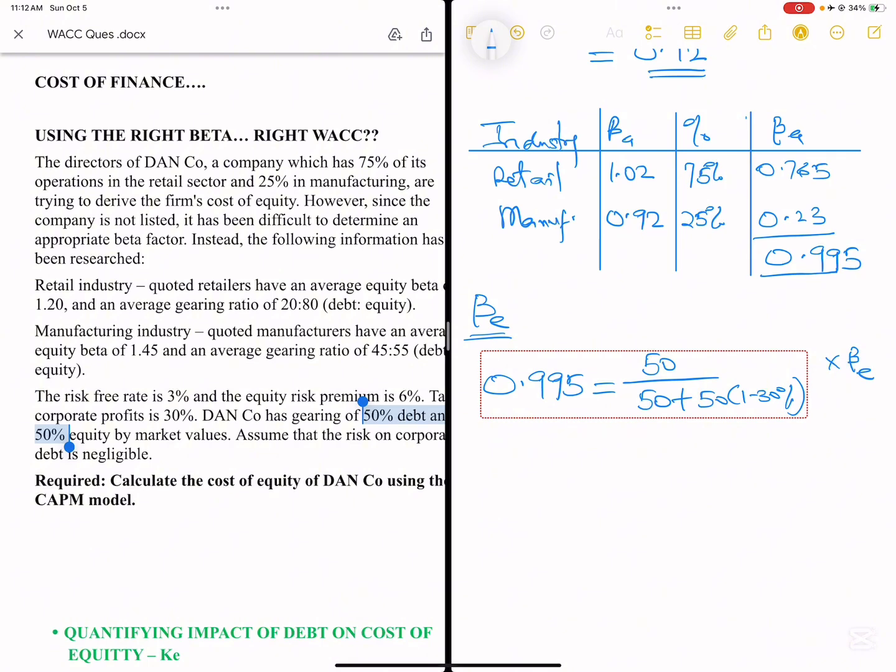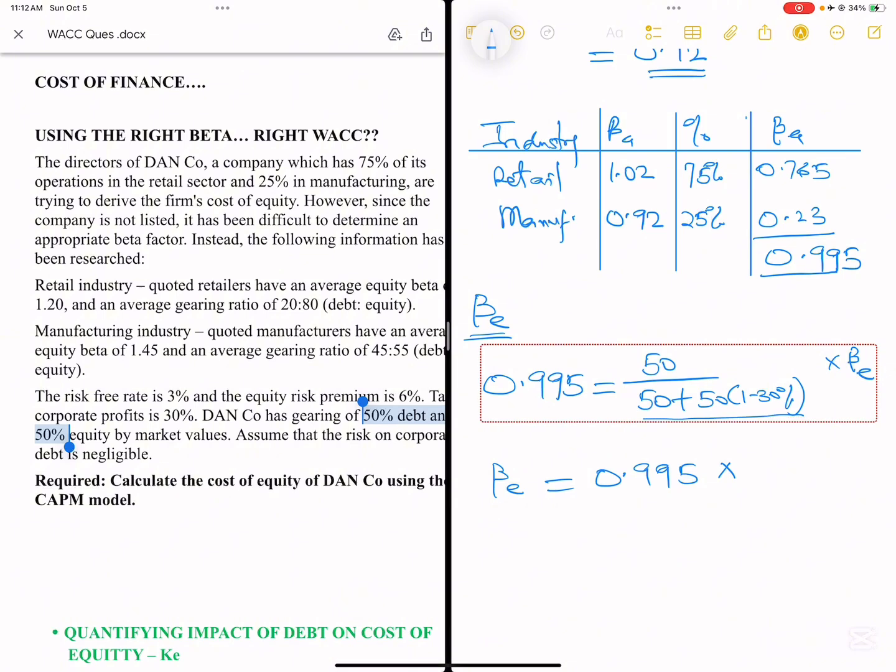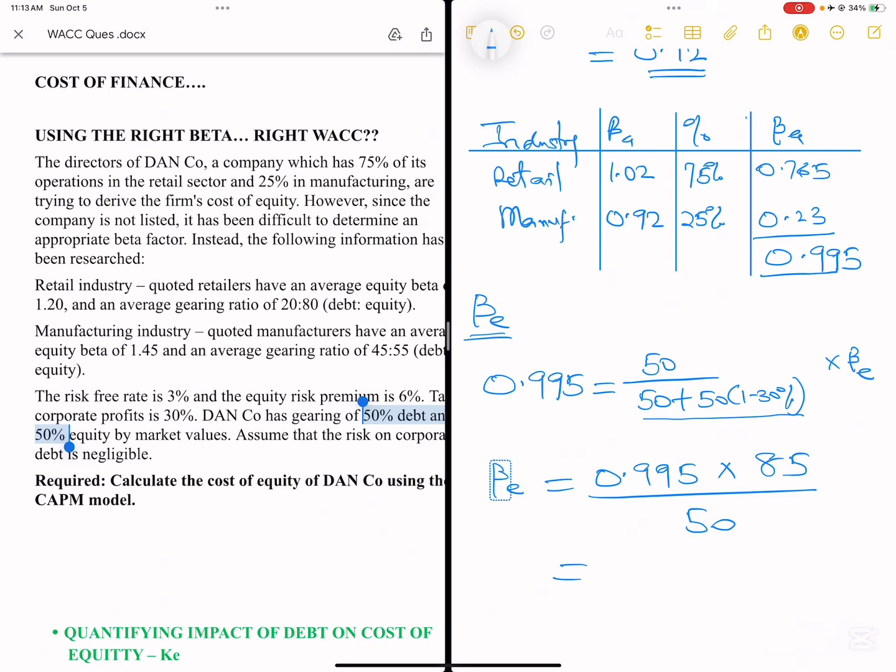If I rearrange the calculation, beta equity equals 0.995 multiplied by all of this, and all of that is 0.7 times 50. 0.7 times 50 is 35, plus another 50, that's 85. So times 85, then all of that divided by 50. If I do that on the calculator quickly, we have beta equity that equals 1.69.